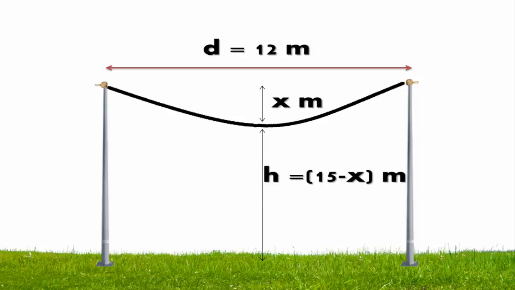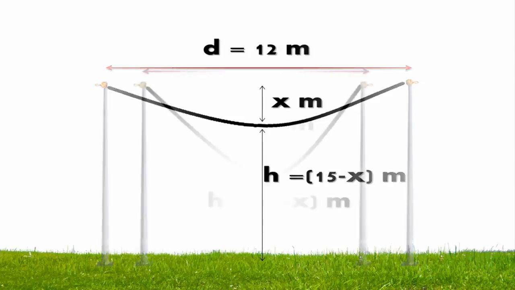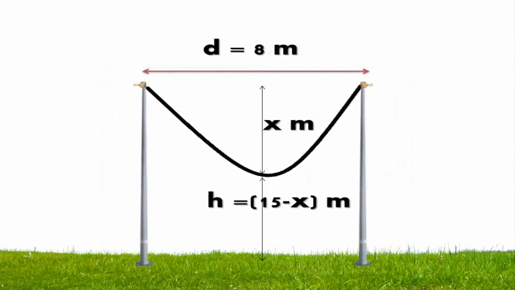And the answer is no. We don't have to use any parabola equations. Just keep on analyzing the different distances between the two poles. So if we bring the two poles further closer to each other, then the center of the cable is much lower than its initial position.